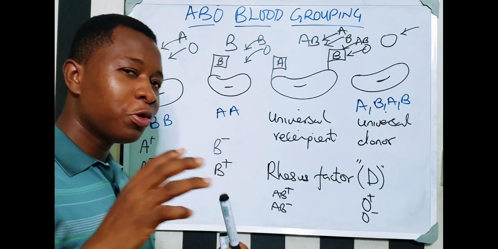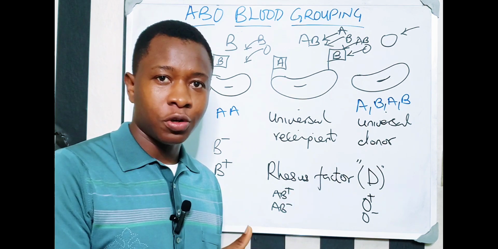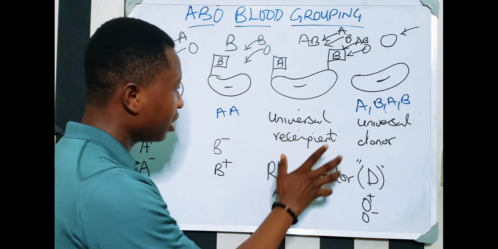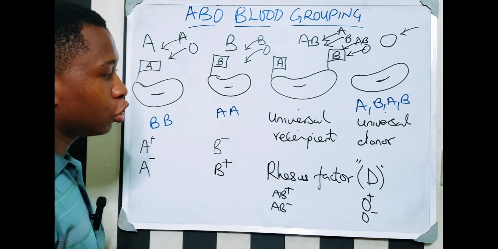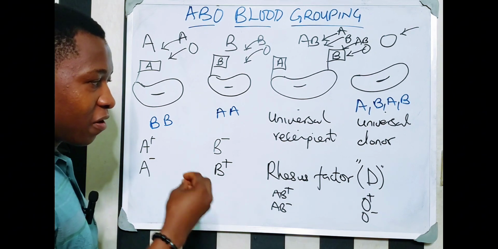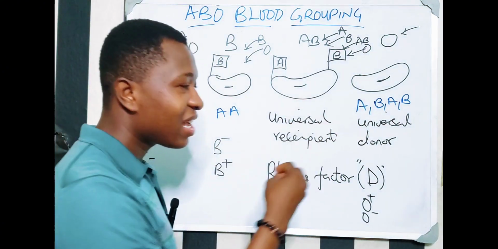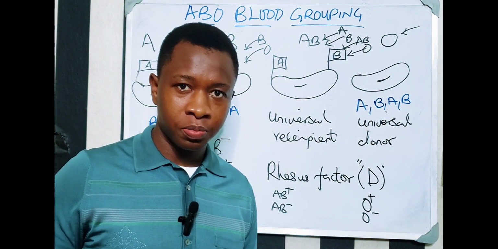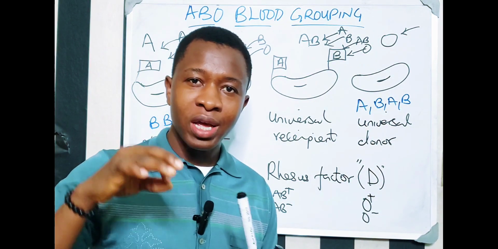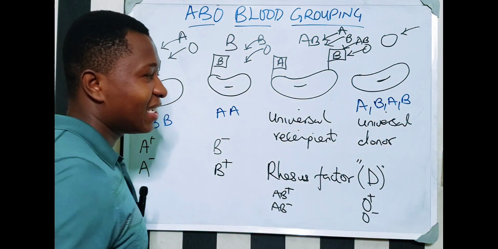In my next video, I will talk about how Rhesus factor affects transfusion. Now, this is the breakdown of the ABO blood grouping system. Like I said, in my next video, I will talk about the Rhesus factor. Now, the O is actually not a universal donor. You can't outrightly say that the O is a universal donor because there is a Rhesus factor that determines.